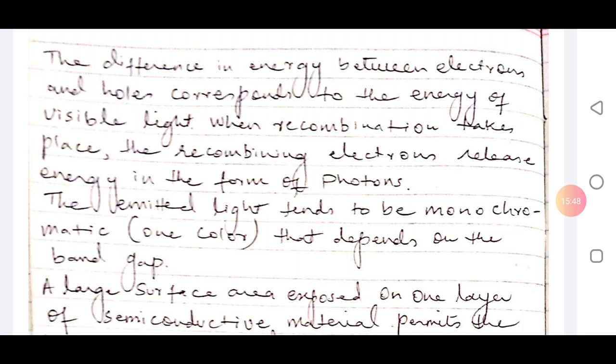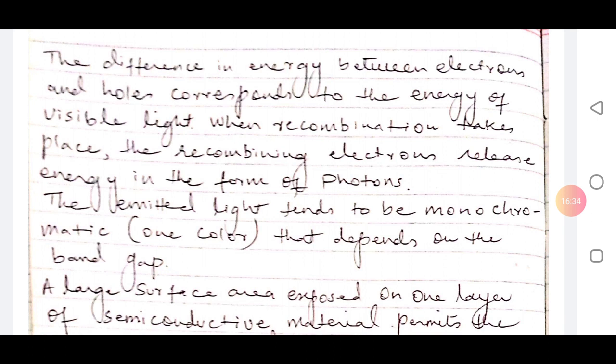Electrons basically give visible light when they recombine with holes in the p-type material. This visible light has energy, and this is the difference in energy when the electrons recombine with holes in the p-type material. The difference in energy will always be the energy of the visible light, and electrons emit the visible light in the form of photons. A photon is a tiny particle of visible light.